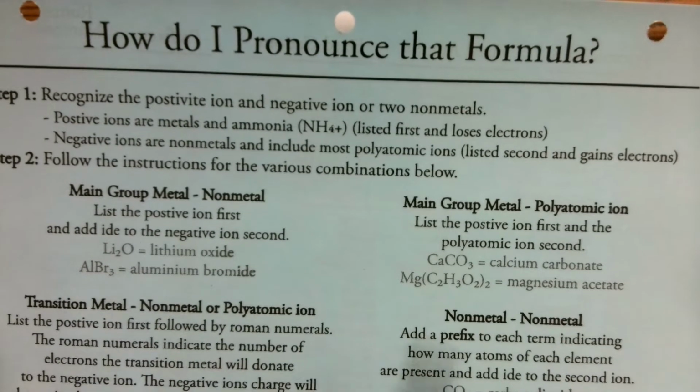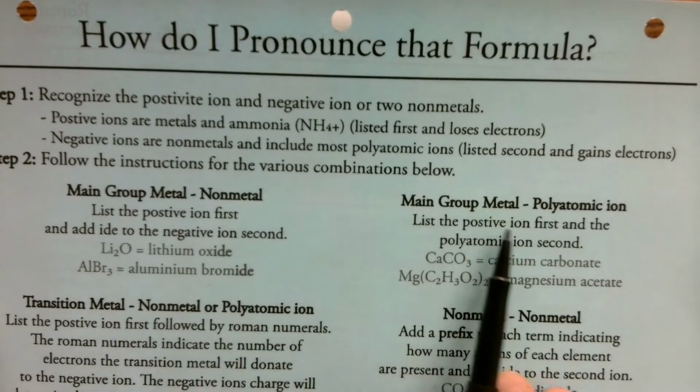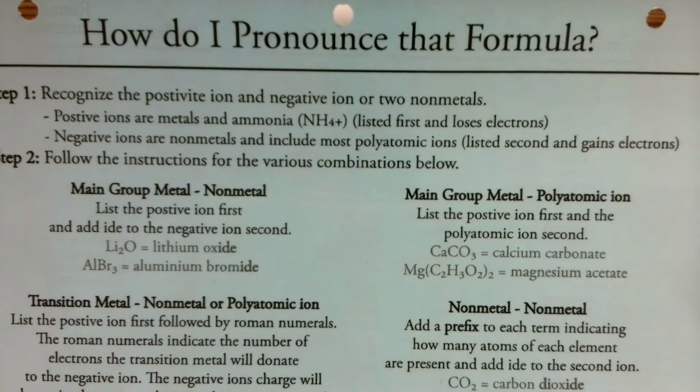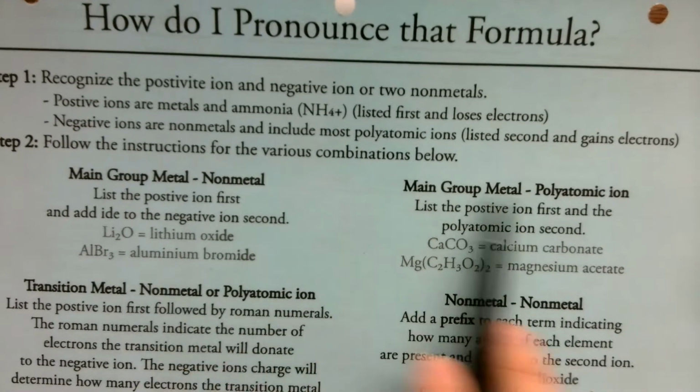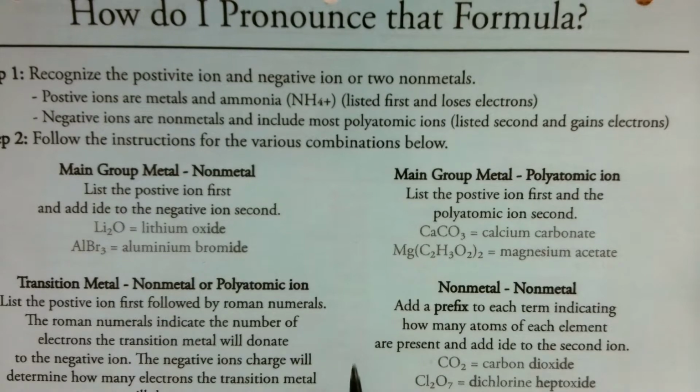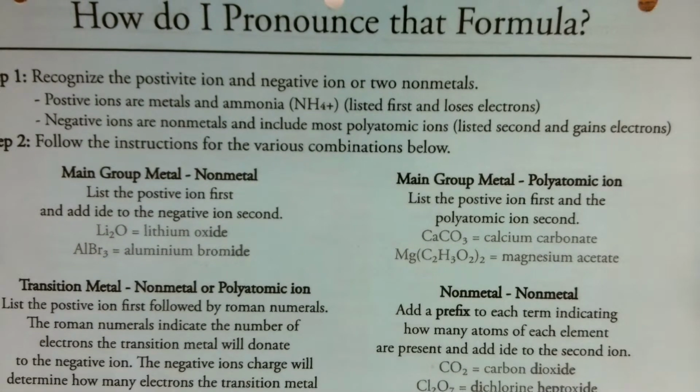Okay, so if you look here, these are all just combinations of different metals, nonmetals, polyatomic ions, transition metals, etc. And I'm going to go through and talk about each of these, and then we're going to build them together. At first it's a little tricky, but once you get some practice behind it, it starts to make sense and it all comes together.